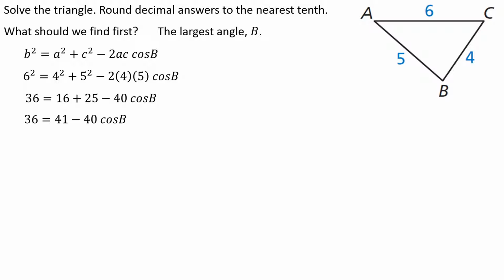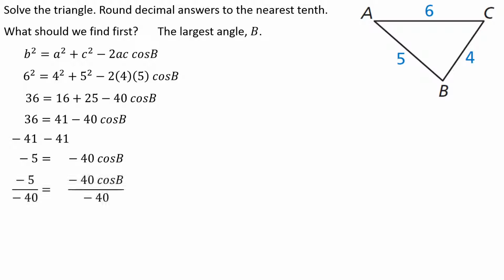Silly mistake. A lot of students will do 41, take away 40, and they'll come up with 1. You can't do that. Those are not like terms. You've got a plain old 41 that cannot combine with a 40 times cosine of B. Instead, I've got to subtract 41 from each side. So I've got -5 equals -40 cosine B.